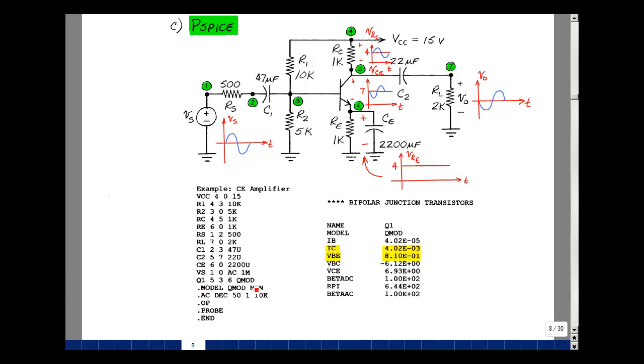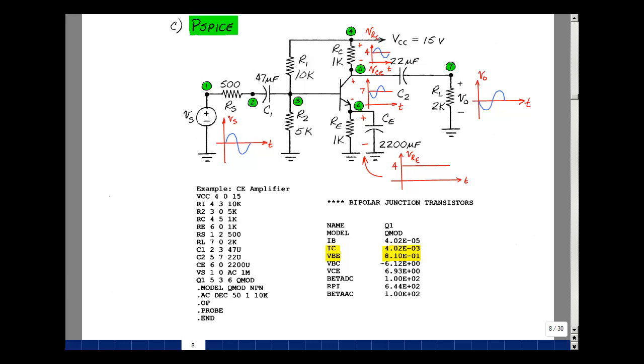The next line is modeling the transistor, so .MODEL. Our textbook called this QMod, so I'll call it the same. This is an NPN transistor, and I'm going to use the default values. I'm going to do a Bode plot with the .AC from 1 hertz to 10 kilohertz, with 50 points per decade. That's going to give me 200 data points. I'm going to ask for the operating point. Then PSpice has a feature called .PROBE, which allows you to look at any voltage or any current. And our last line must be a .END.